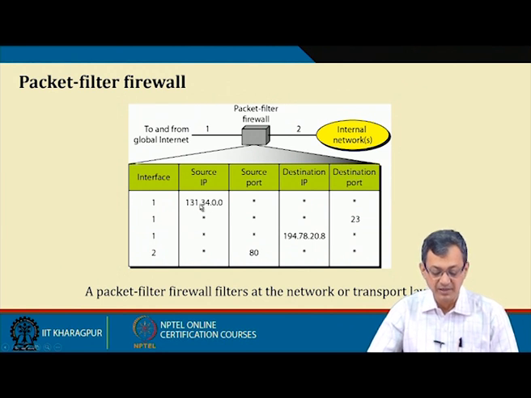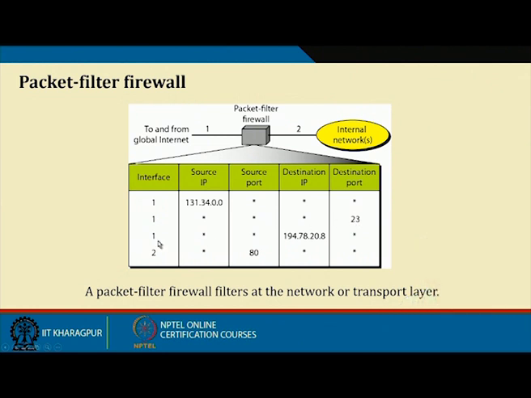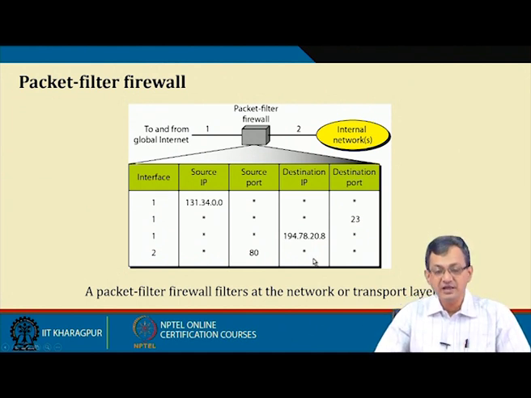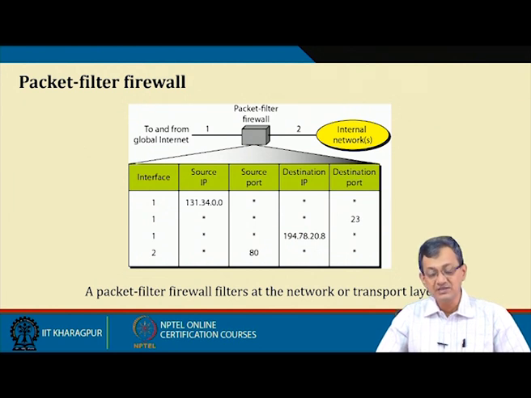So, anything coming from this IP address source is allowed, anything coming for destination 23 is allowed, any request coming from this destination is allowed, or any source IP with port 80 is allowed. That means HTTP traffic is allowed. So, it allows HTTP traffic to go out, nothing else. It allows any telnet traffic to come in and things like that. So, that is the allow matrix, and it allows these things.